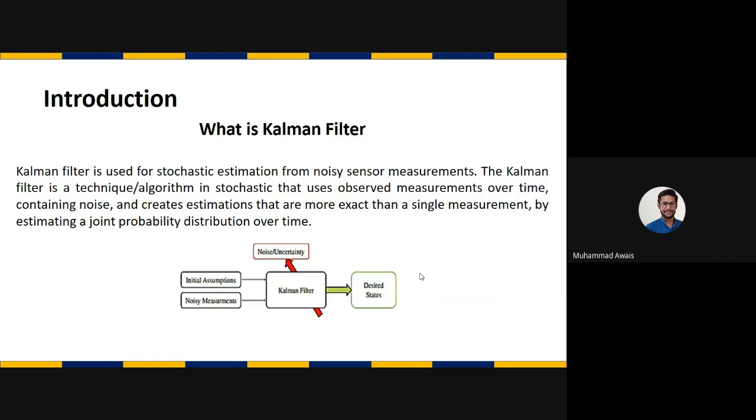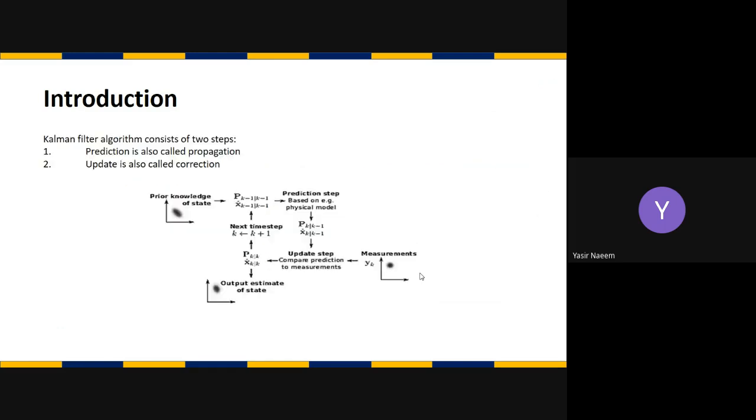So, the Kalman filter is a technique in stochastics that uses observed measurements over time containing noise and creates estimates that are more exact than a single measurement by estimating a joint probability distribution over time.